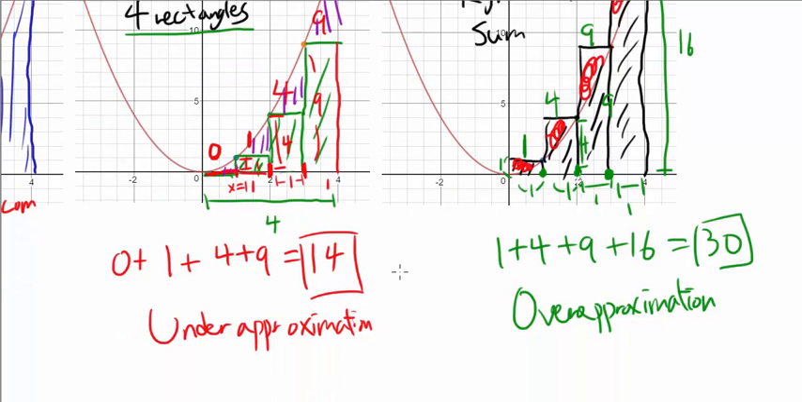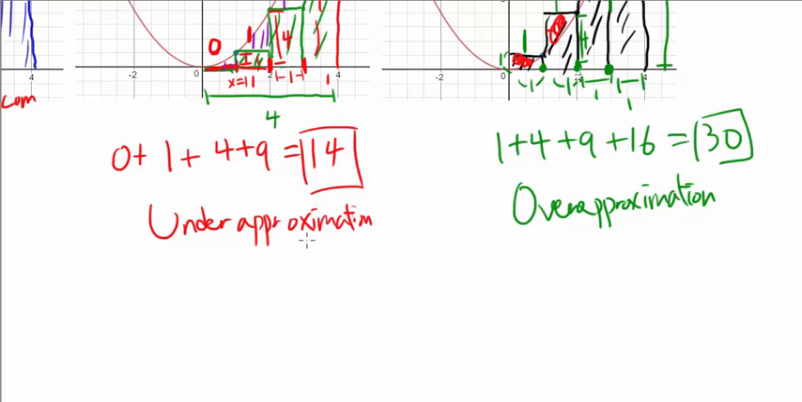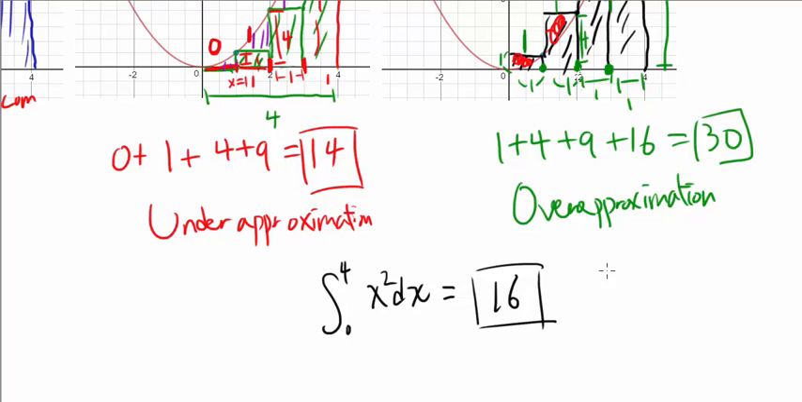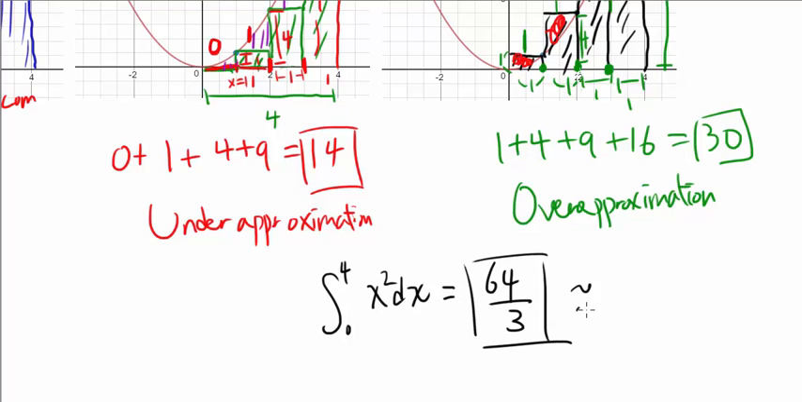And later we are going to find the actual area under the curve from 0 to 4, and this is how we write it. And I'm going to show you in later videos that this is actually equal to 16. Did I do that right? It is not 16. Ignore what I just said. It is going to be 64 over 3. So the actual area is 64 over 3, or about 21.333. And as you can see, 14 was an under approximation and 30 was an over approximation.